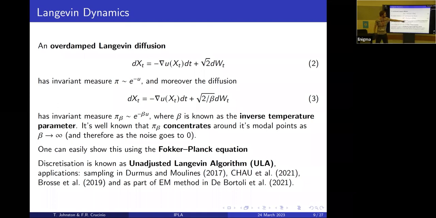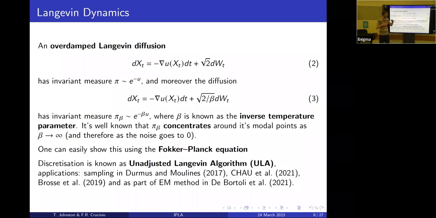And moreover, we can rescale the noise here. So if we turn the noise up by making beta small, then the invariant measure gets more diffuse. But if we make beta large, then the noise is less and the measure becomes more concentrated around its modal points. And if we set beta to infinity, i.e. we turn off the noise, then it just turns into normal gradient descent.